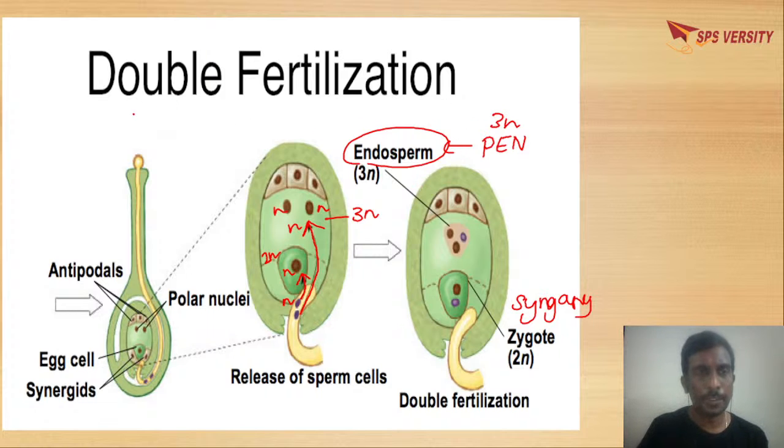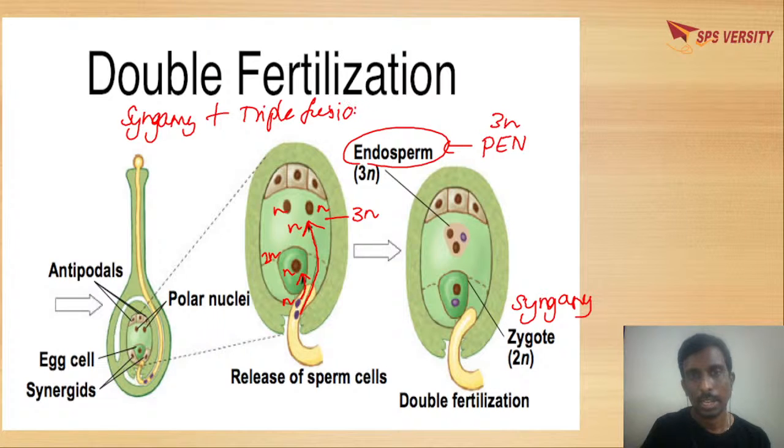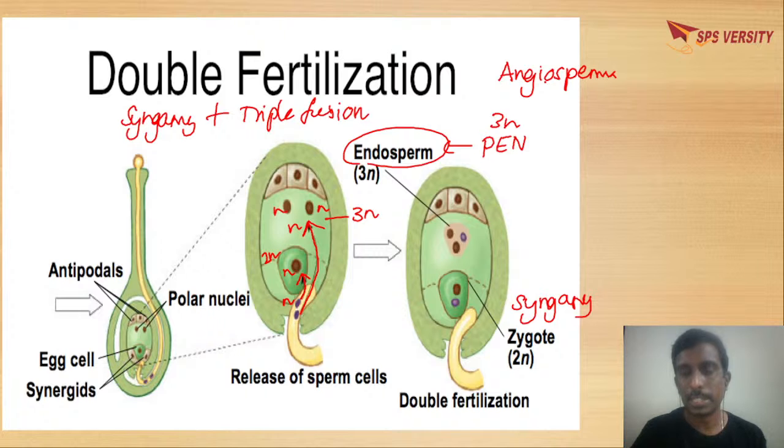Syngamy plus triple fusion is called double fertilization, which is specifically seen in angiosperms. In flowering plants, it is one of the unique features of angiosperms, where double fertilization is seen.